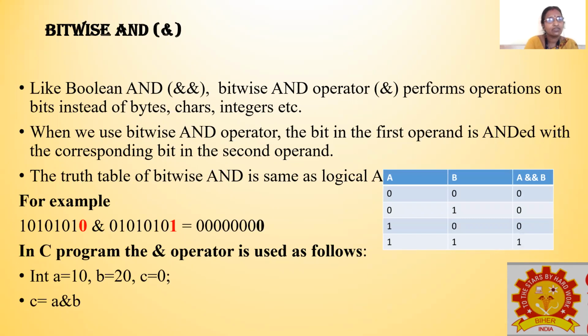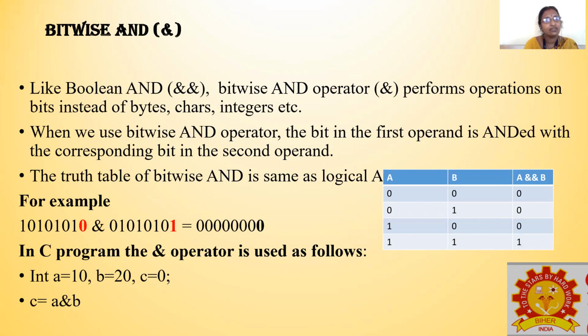Bitwise AND operator is represented by a single ampersand symbol. Like Boolean AND, the bitwise AND operator performs the same operation on bits instead of bytes, characters, and integers. When we use bitwise AND, the bit in the first operand is ANDed with the corresponding bit in the second operand. The truth table of the bitwise AND is the same as the logical AND. The table is also shown for reference.